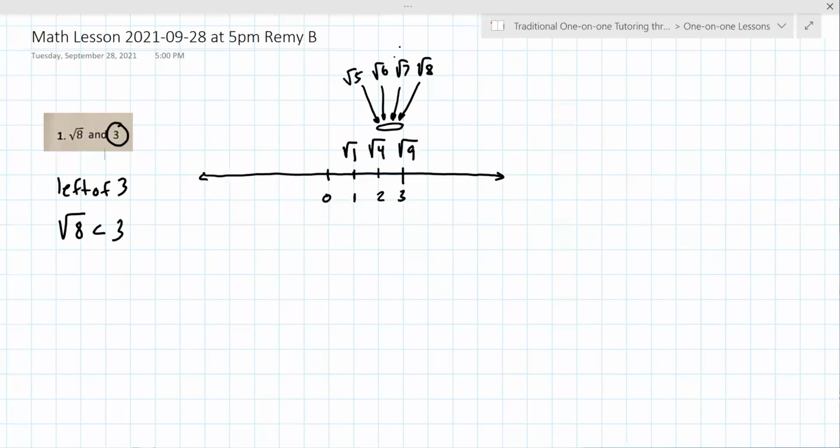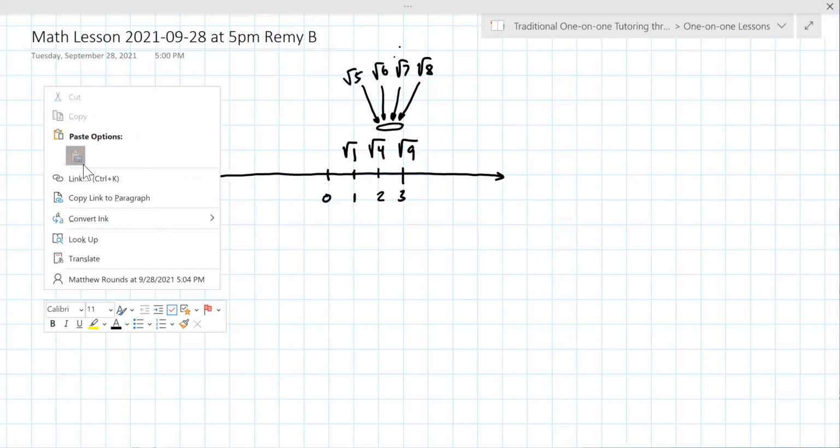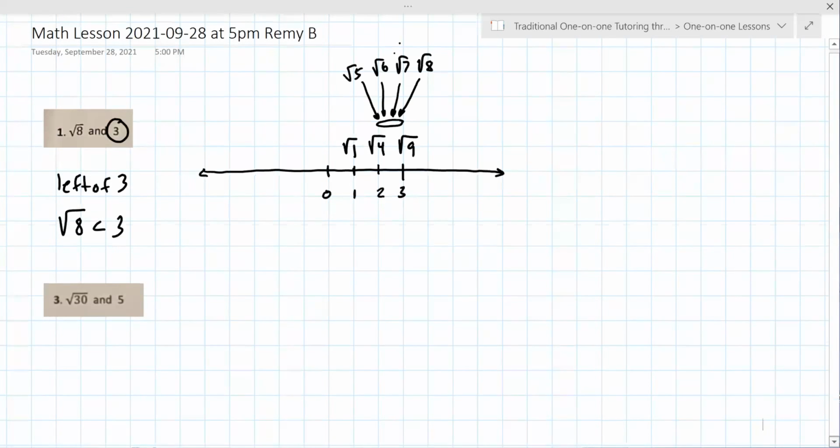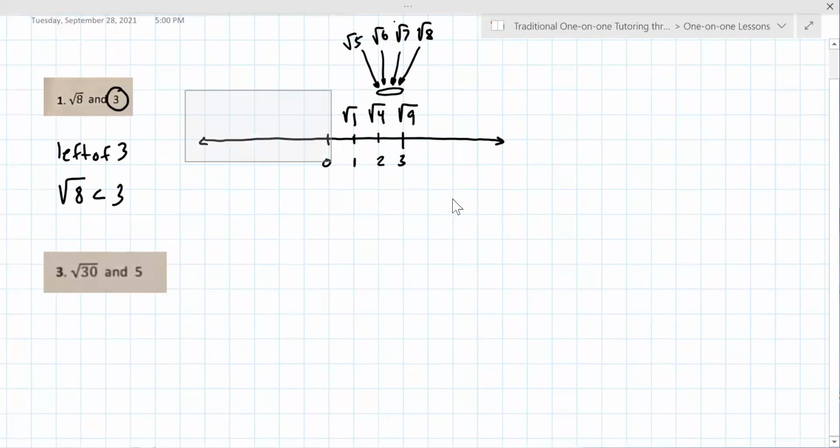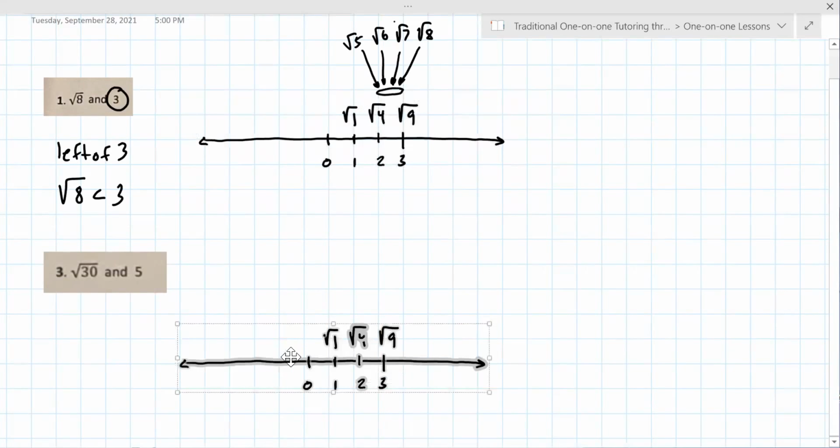Okay, let's do number 3 next because it's more like number 1, and then we'll come back to 2. And if you need more examples, always let me know because that's the important thing here. So again, on this number line, I'm just going to copy and paste this number line here.